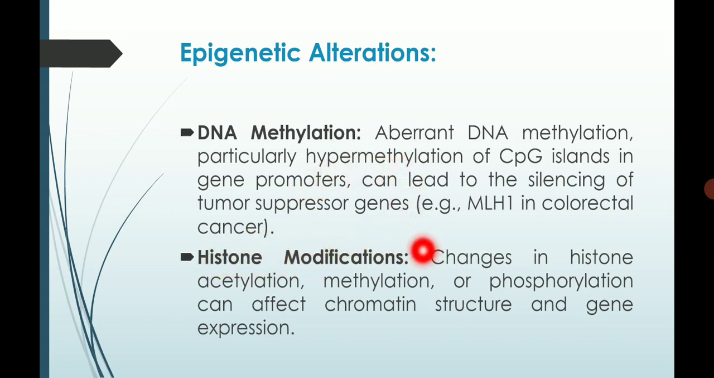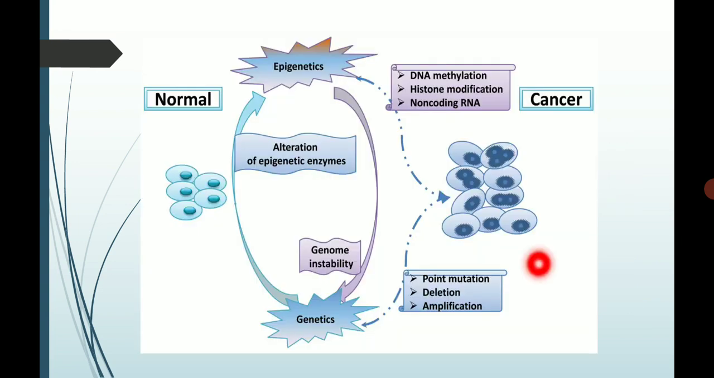And histone modification: changes in histone acetylation, methylation, and phosphorylation also affect the chromatin structure and gene expression. This also leads the cell to convert itself into a cancerous cell. In this picture, you can see that if the normal cell is not properly regulated by DNA methylation, histone modification, and non-coding RNA, it will convert into a cancerous cell. A cancerous cell is nothing but uncontrolled growth of the cell. It will keep on dividing. It will never go to the decline stage. That is called uncontrolled growth of the cell. More cells will be produced in the particular area.